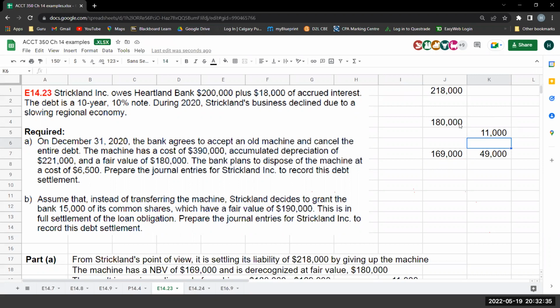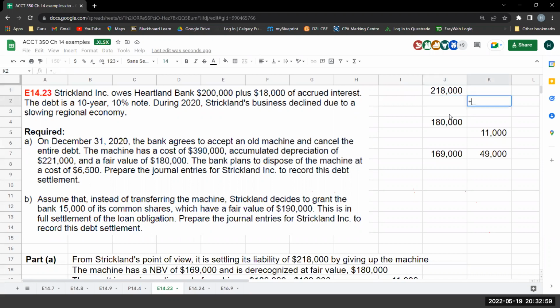And then the fair value of the machine given up is 180, but Strickland will basically be able to wipe out $218,000 of the loan. So I got rid of $218,000 that I owed by just giving up the machine, and the machine was only worth $180,000.